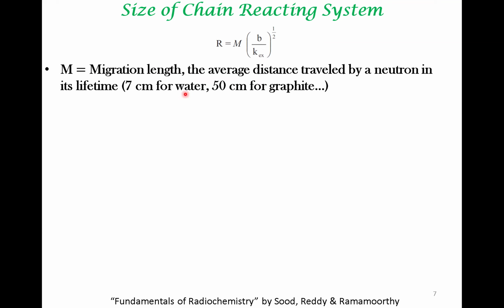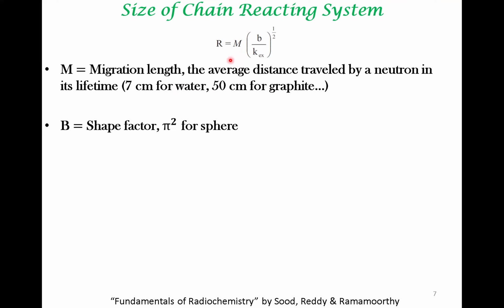It is about 7 centimeters for water, 50 centimeters for graphite. Graphite is a moderator. So it can travel quite a bit, considering neutron is an extremely small object, okay? Because neutron is a neutral object, it can travel quite a distance before it gets used up.